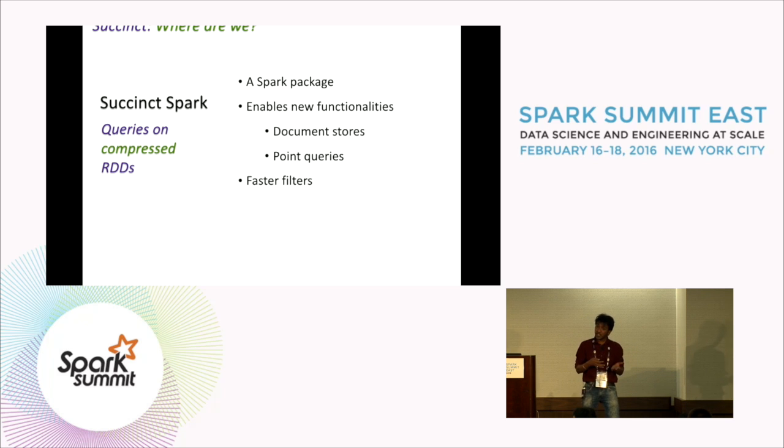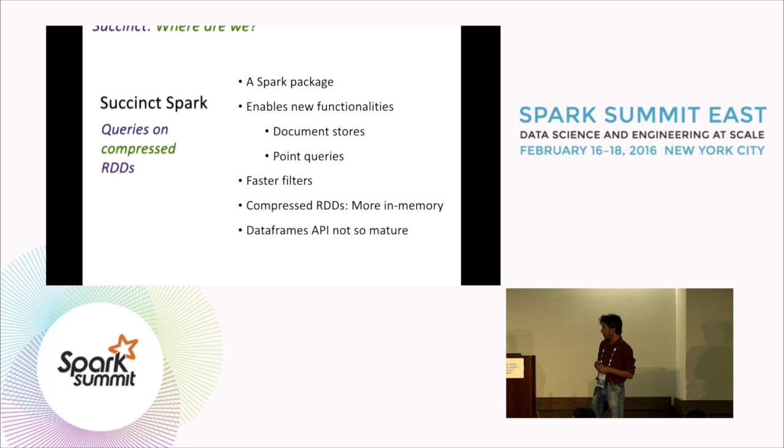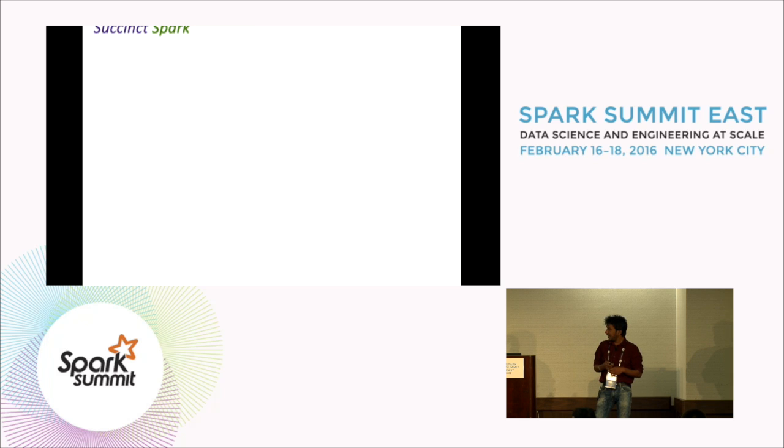You can also use Succinct Spark to implement faster filters. Filters today are implemented via scans in Spark, so you can get really fast filters. And since the RDDs are compressed, you can just use Succinct Spark to push more data in memory. Okay. I must note that the data frames API is not so mature yet, but we are very actively working on that, so stay tuned.